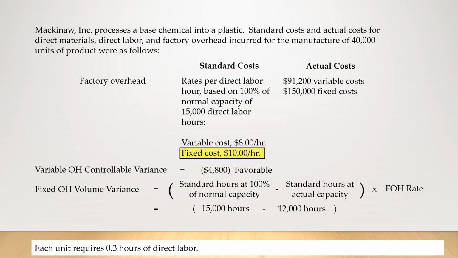The fixed overhead rate is $10 per hour, yielding a total fixed overhead volume variance of $30,000. Is this variance favorable or unfavorable? Unfavorable, because actual capacity is less than normal capacity. We are not producing as much as we expected, so the fixed cost per unit produced is going to be higher than anticipated.